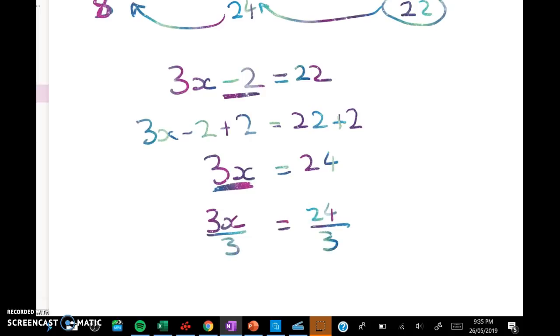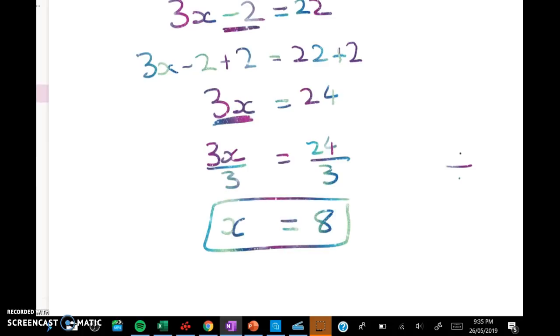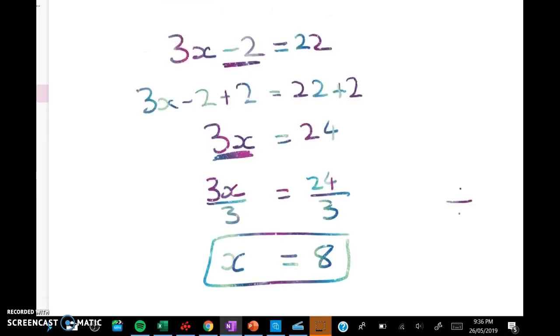Remember, with algebra, we use the fractions division sign, not this one. So 3 divided by 3 is 1. We've got one lot of x, which is just x. 24 divided by 3 is 8. So we're done. We've found the solution to this equation.